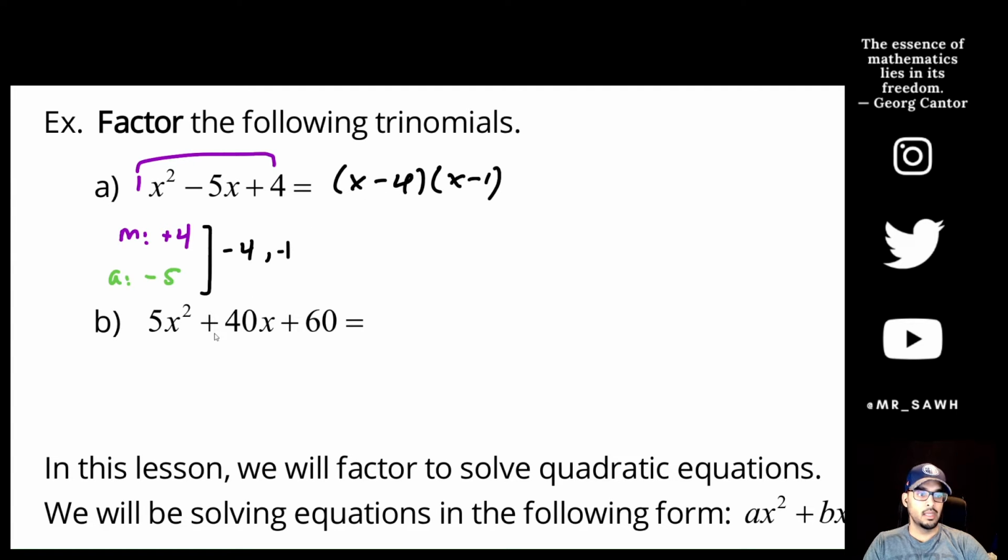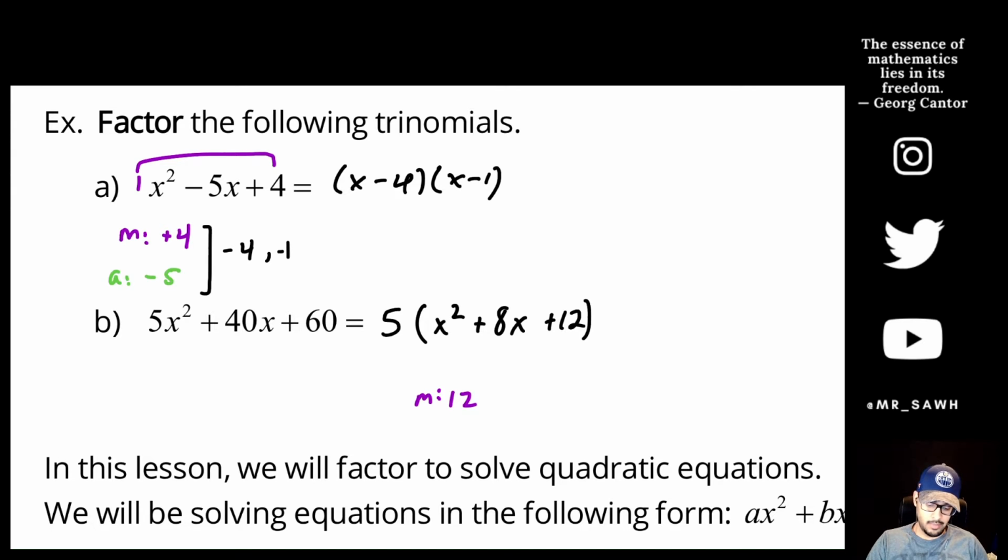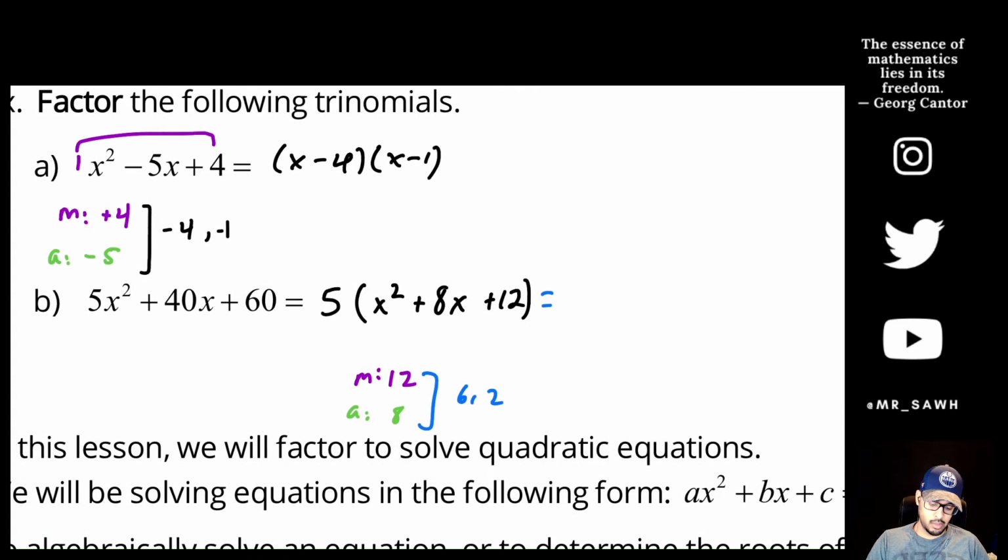But for B, the numbers are a little bigger, and it's helpful that each of them actually has a common factor of 5, so we can remove that first as a greatest common factor. So x squared plus 8x plus 12 is what we're left with. So we're going to do the same process and find two numbers that multiply to 12 now, and also add to 8, and it looks like 6 and 2 will be the ones that make it possible. So our factored polynomial then is 5 multiplied with (x + 6), and then multiplied with (x + 2).